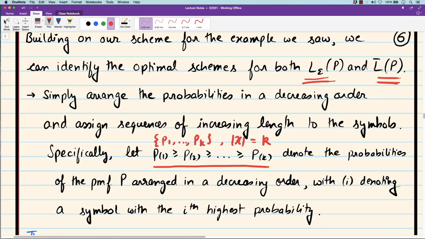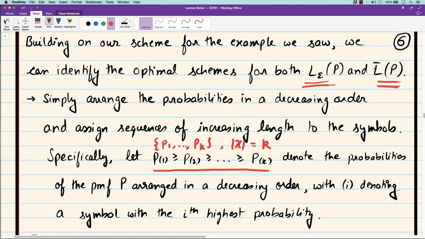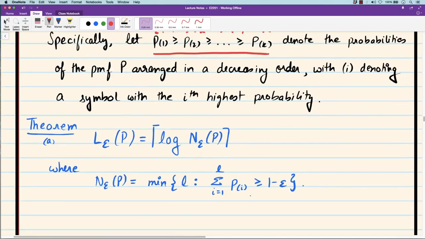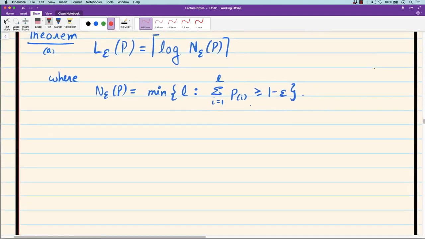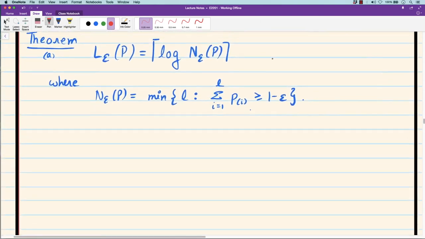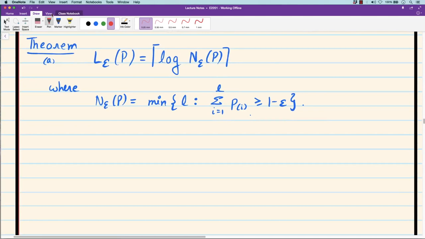That's the idea. We just described this informally, and now we will see formal statements claiming the optimality of the scheme. In fact, our formal statement will be about these quantities L epsilon P and L bar P. So here is the first theorem I'm showing you in this course. I'll also use this opportunity to write a formal proof, so get ready to wear your mathematical hat and start writing a proof.